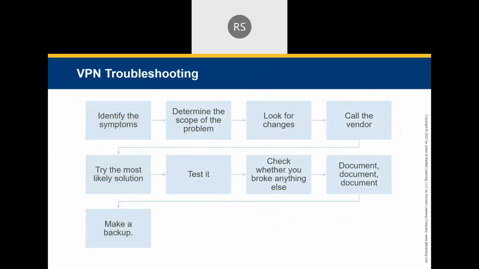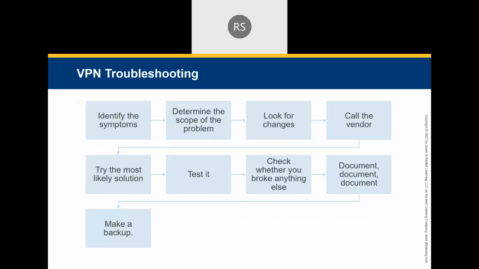So, some steps for VPN troubleshooting. First, you want to identify the symptoms. So, you want to identify any unusual behaviors, error messages, or connectivity issues related to that VPN. And then you determine the scope of the problem. So, you assess whether that issue affects individual users, specific locations, or the entire VPN network.